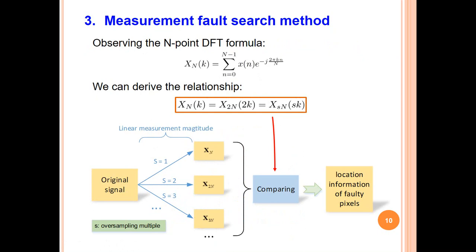Considering the formula of the DFT matrix, we can derive a relationship of DFT transform under different oversampling multiples as shown on the slide. Fourier transform results will have the same value at different positions under different oversampling multiples, but 40 pixels won't. That's what we can utilize to search out these 40 pixels. In other words, obtain the location information of 40 pixels.